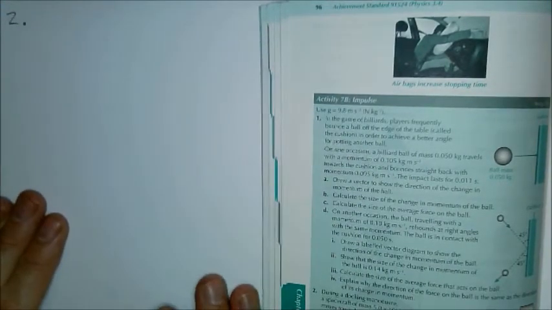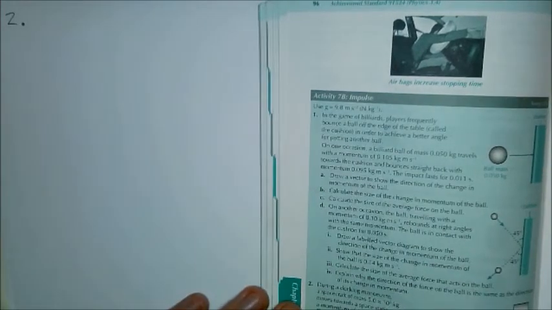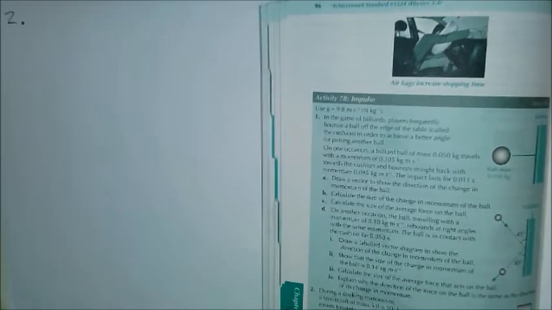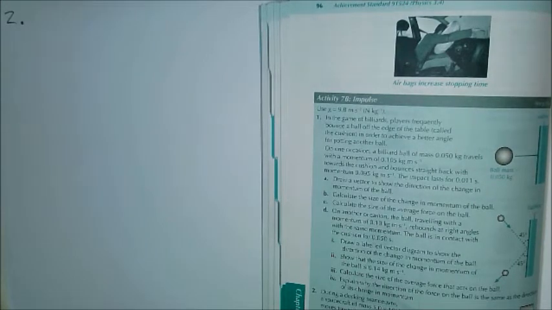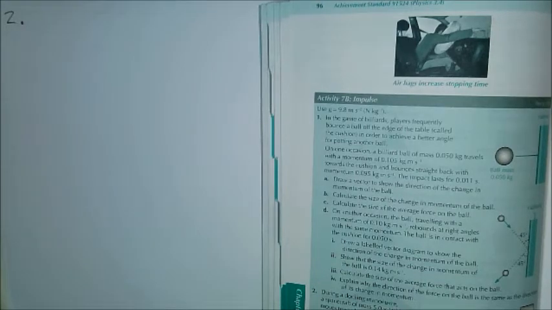That was question 1. Now let's have a look at question 2. 2A. During a docking maneuver, a spacecraft of mass 5 times 10 to the 3, it's 5,000 kilograms, moves towards a space station with a momentum of 1.5 times 10 to the 4 kilogram meters per second. The direction of the craft has to be changed by 90 degrees. To do this, the maneuvering rocket delivers a thrust of 3,200 newtons and is fired for 7.8 seconds. Calculate the size of the impulse given to the spacecraft.